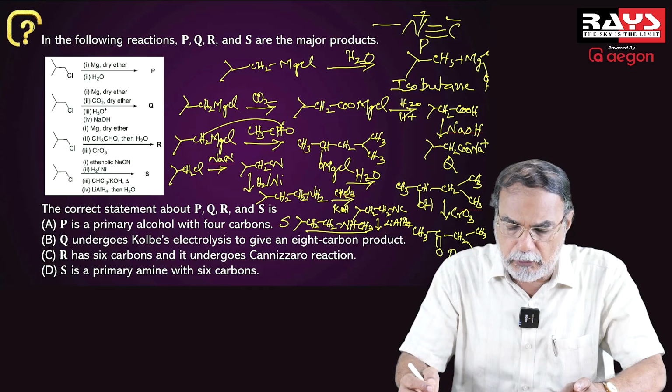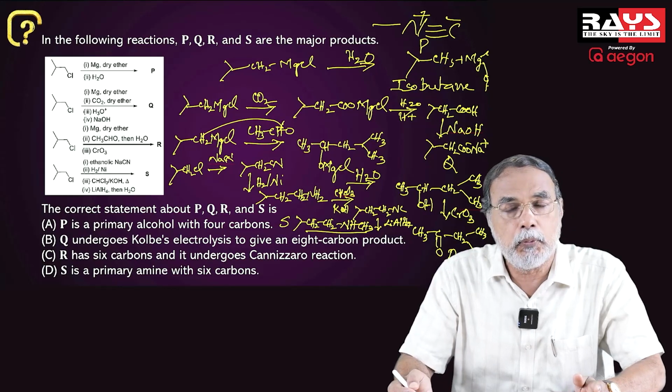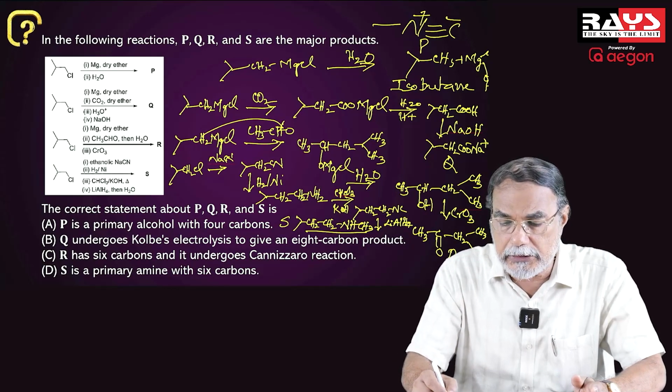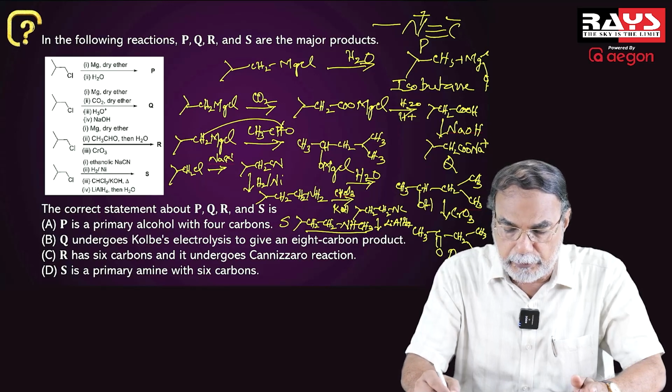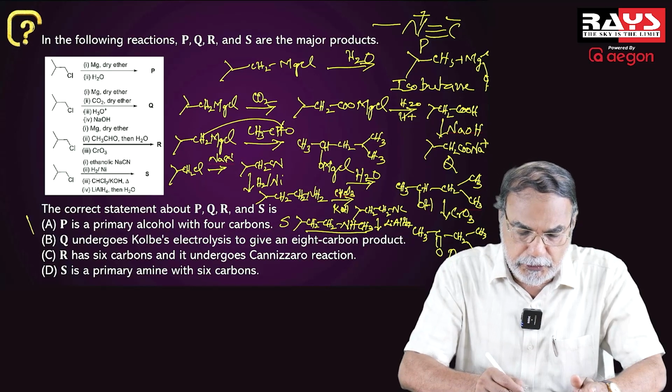P is a primary alcohol with 4 carbon atoms. No. We have already seen that P is a hydrocarbon with 4 carbon atoms. So the first statement is wrong.